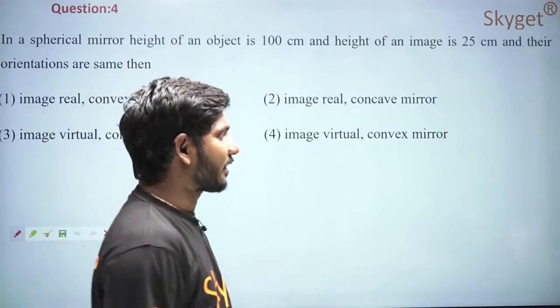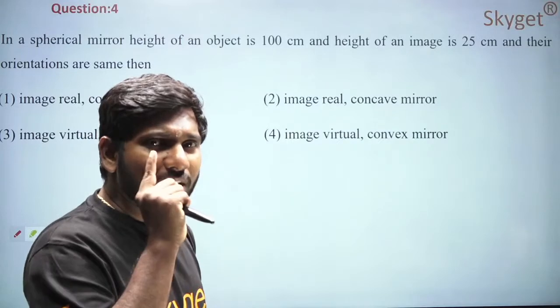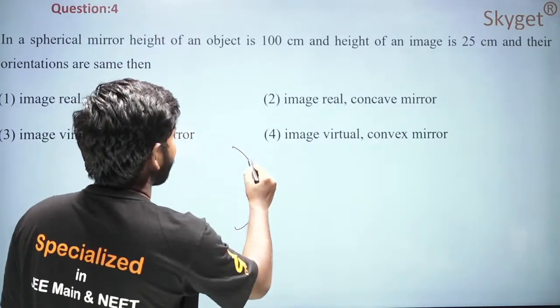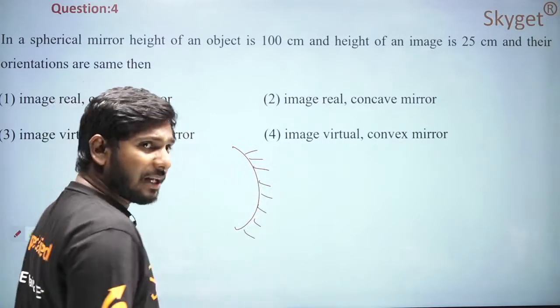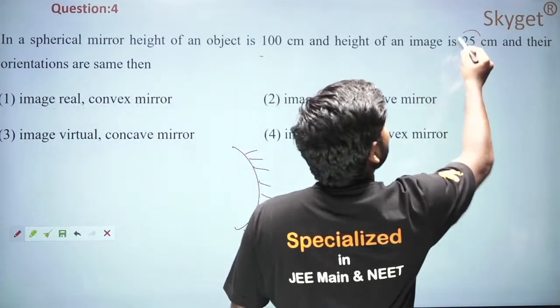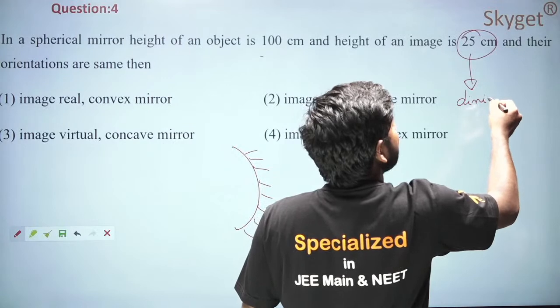If it is not inverted, in spherical mirrors, for a concave mirror there will be only one place where you have this. If you observe, there will be only one place where you have here 125. This means what? The image is diminished.